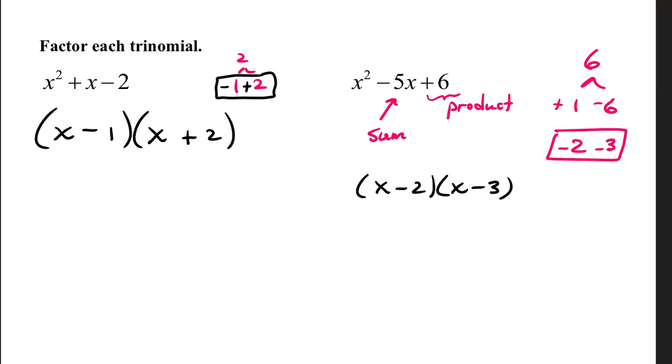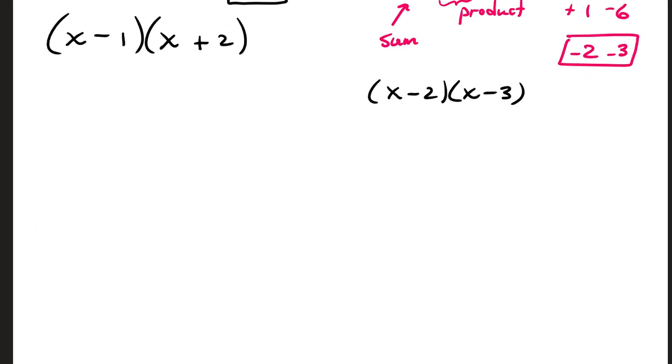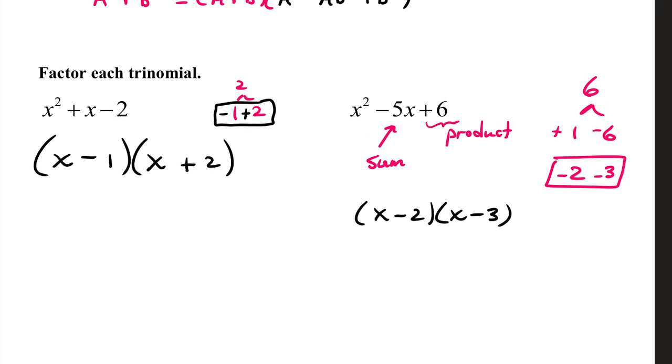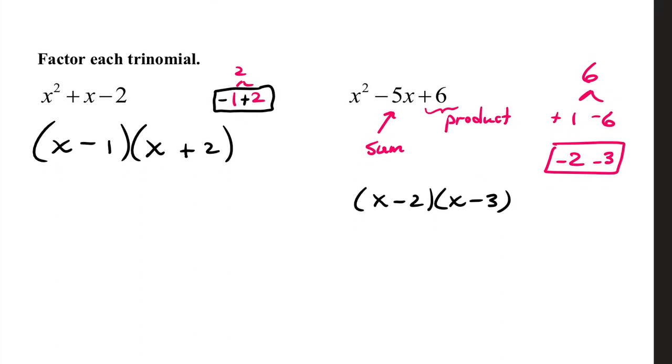If you add negative 2 and negative 3, you get negative 5. If you multiply them, you get positive 6. Since this pair does both jobs, those are the two numbers you put in the parentheses. So this trinomial will factor as x minus 2 and x minus 3. If you were to remultiply those, you would see that these two multiplied back out do give you x squared minus 5x plus 6.